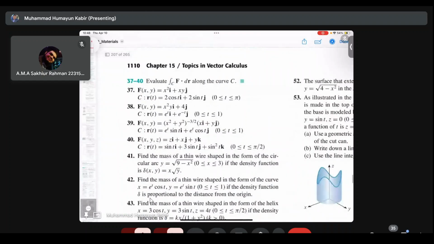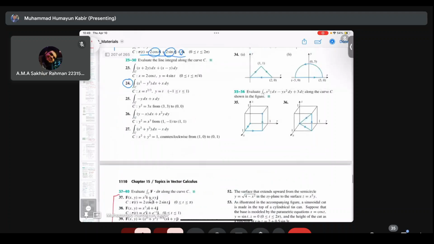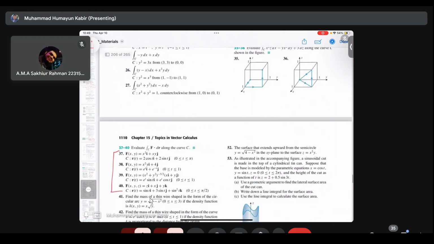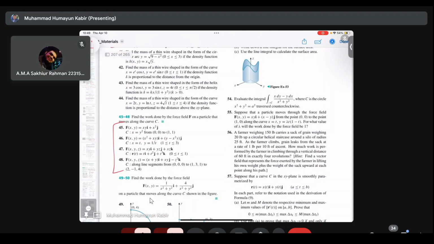This is one of the most important applications. Look, from 37 to 40, you should try to practice from 37 to 40. And here 19 to 22, and 45 to 48. That's all.